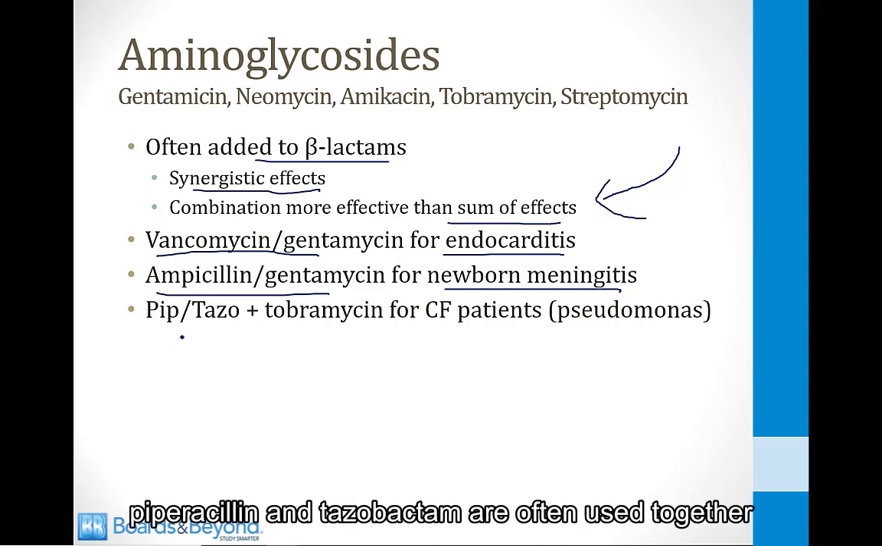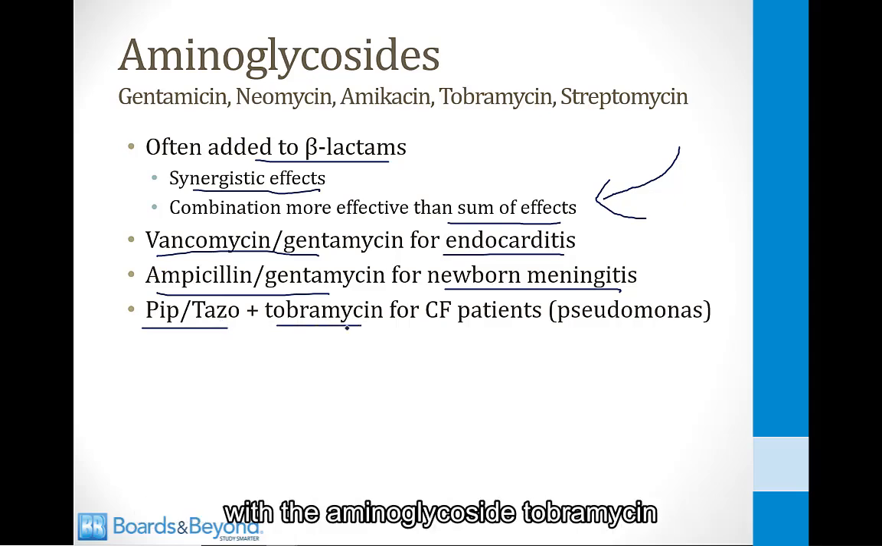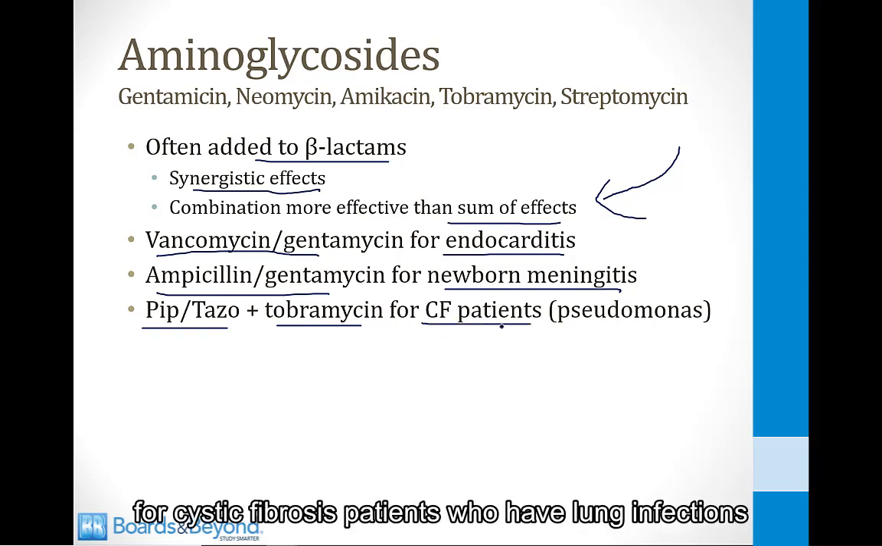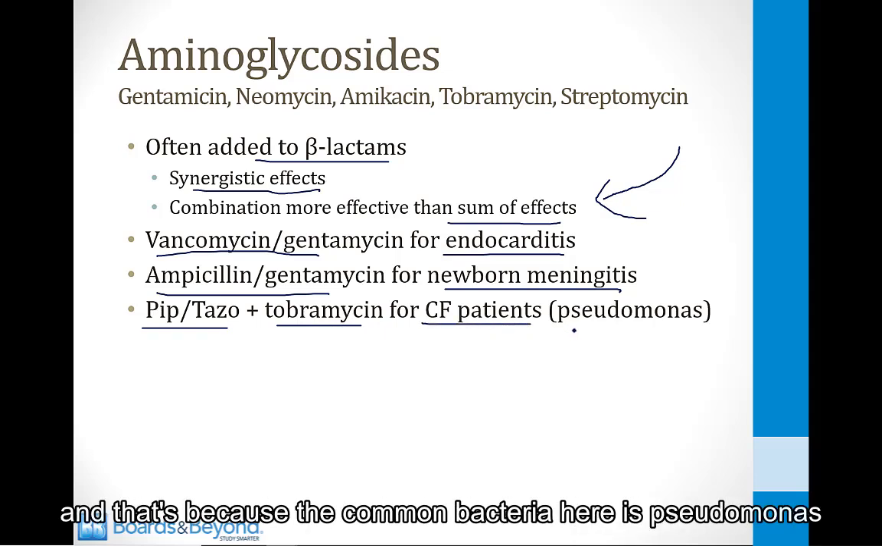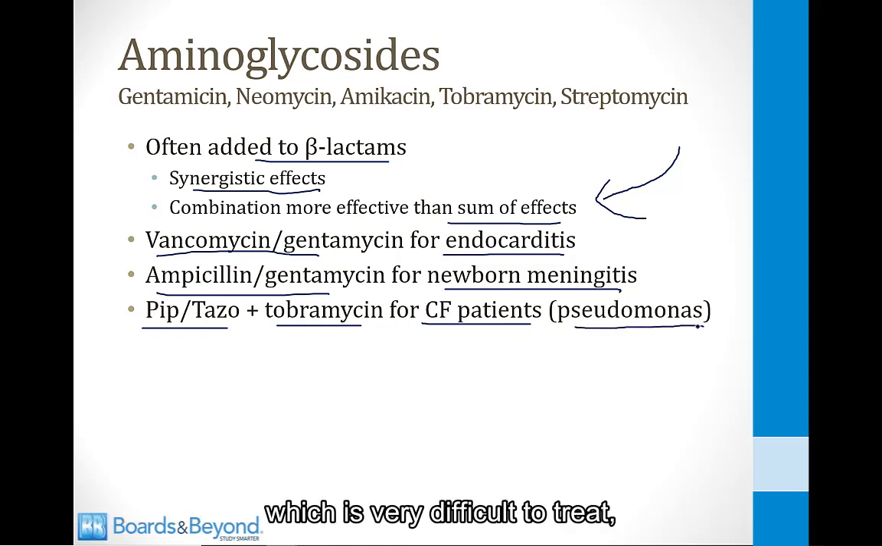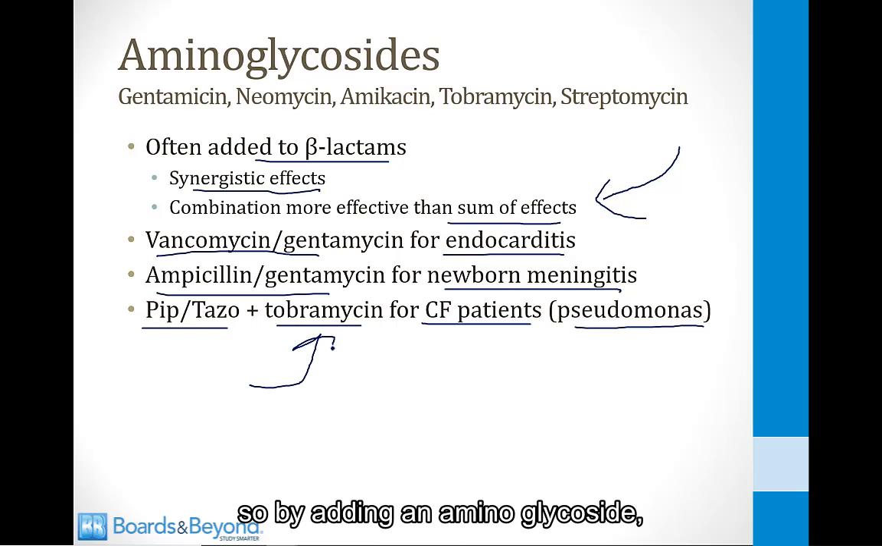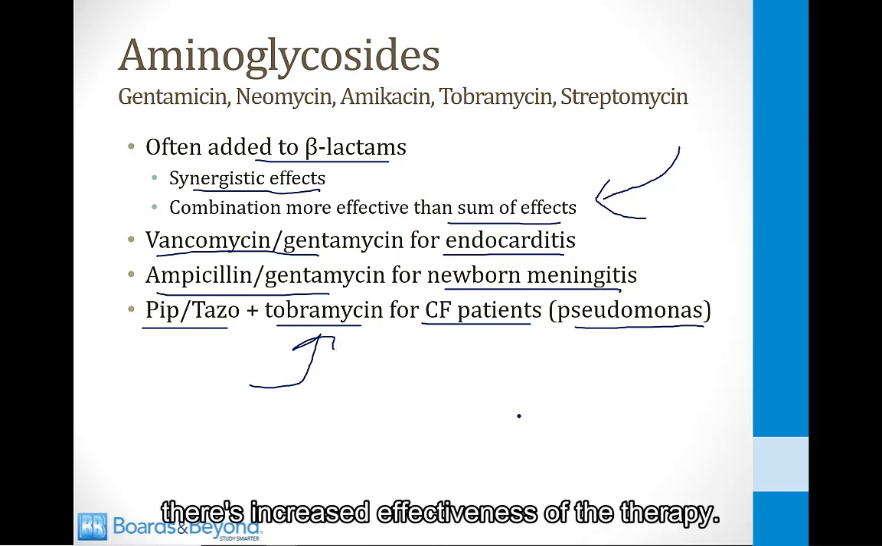And then finally, piperacillin and tazobactam are often used together with the aminoglycoside tobramycin for cystic fibrosis patients who have lung infections, and that's because the common bacteria here is Pseudomonas, which is very difficult to treat, so by adding an aminoglycoside, there's increased effectiveness of the therapy.